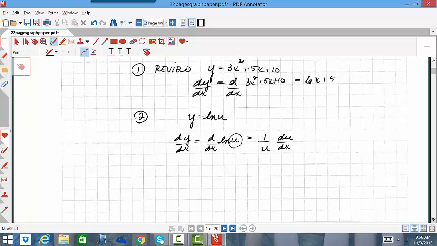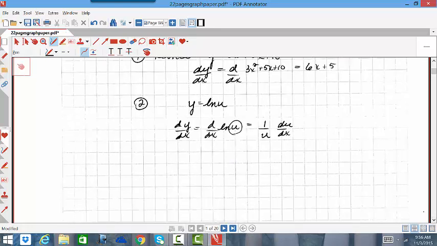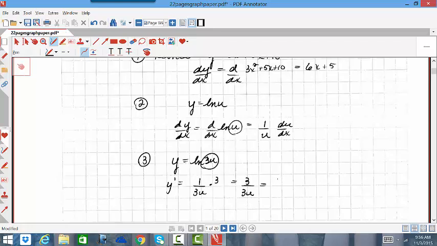Okay, so this is really not difficult. So let's take a look at an example here. Suppose we're given, instead of just the natural log of u, the natural log of 3u. So the derivative is going to be 1 over the 3u times the derivative of 3u, which is 3. So really the derivative is 3 over 3u, which oddly enough in this case happens to be 1 over u again.